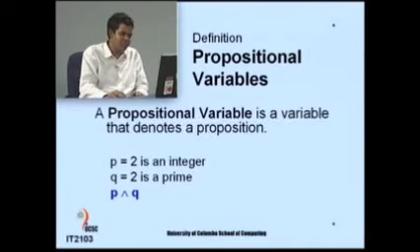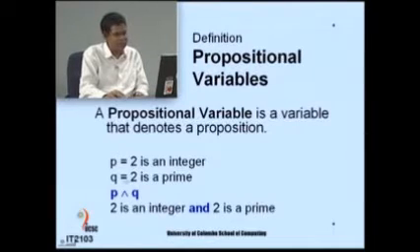We know the symbol in the middle denotes AND. So, this statement as a whole denotes p and q, which means "2 is an integer and 2 is prime."